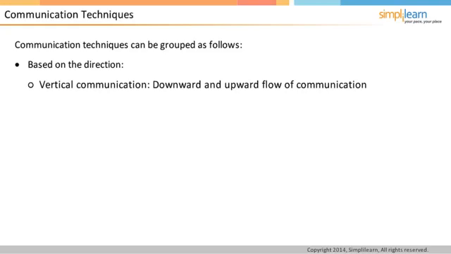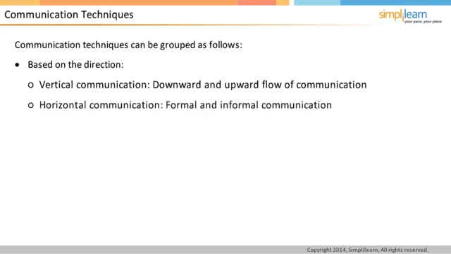Horizontal communication refers to the sharing of information across the same levels of the organization. This can be in the form of formal and informal communication. Formal communications are official company-sanctioned methods of communicating to the employees. The grapevine, rumor mill, etc. are some of the means of informal communication in the organization.